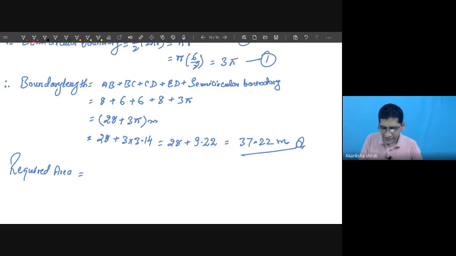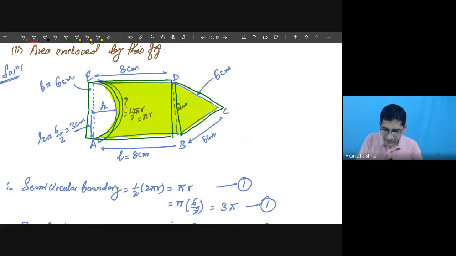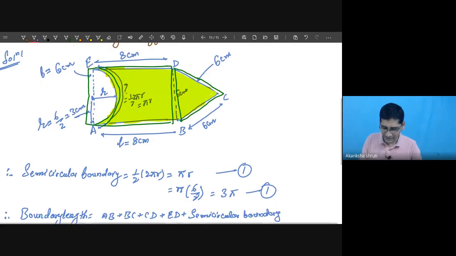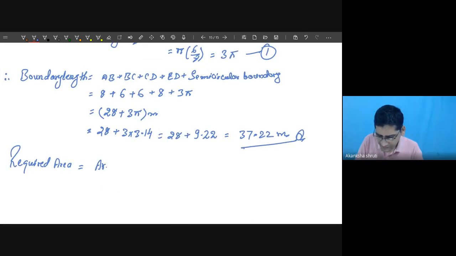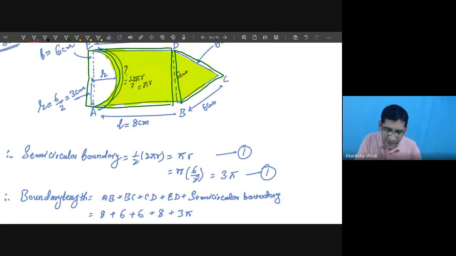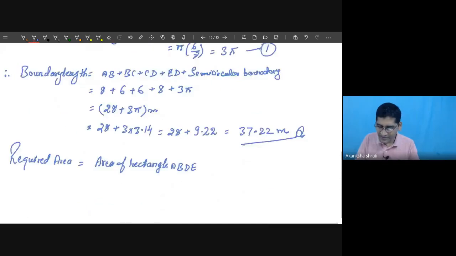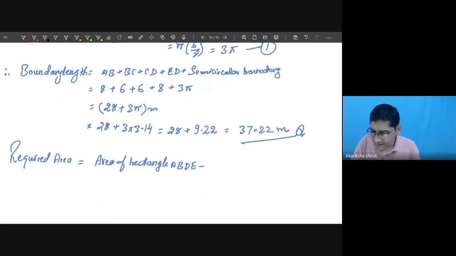area. Very first, we are observing from the rectangle ABDE, we need to subtract the semicircle. So area of rectangle, if you have any doubt, then write the name of that rectangle also, ABDE. But from this we need to subtract this area of semicircle, minus area of semicircle.